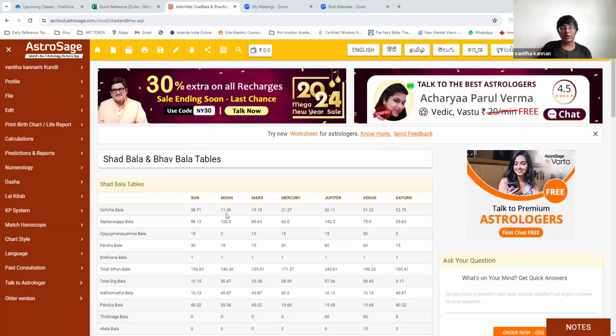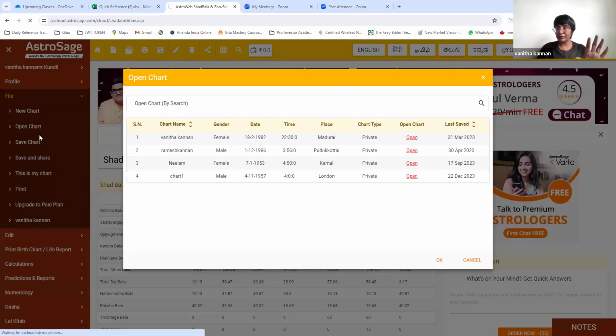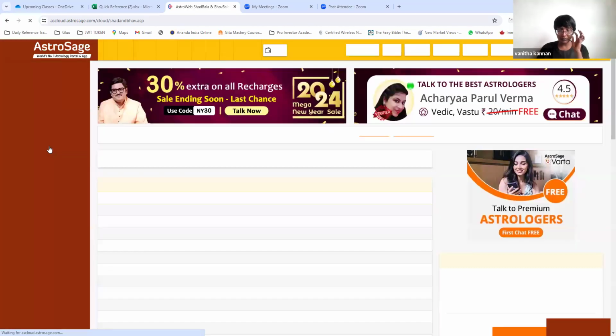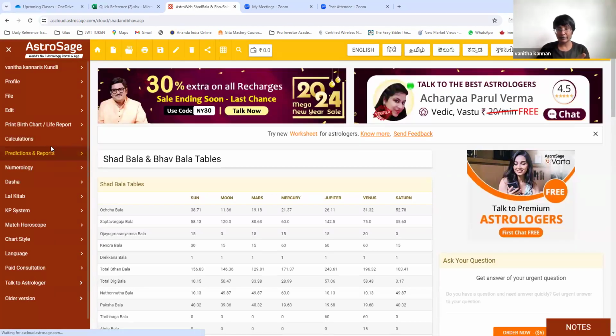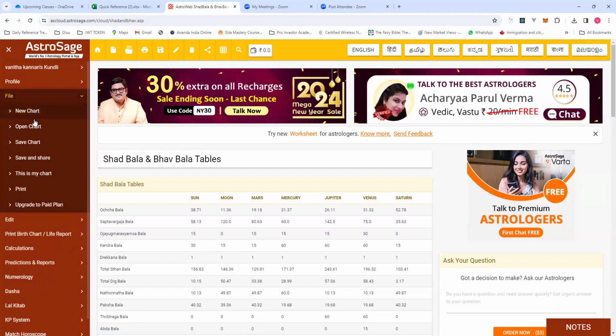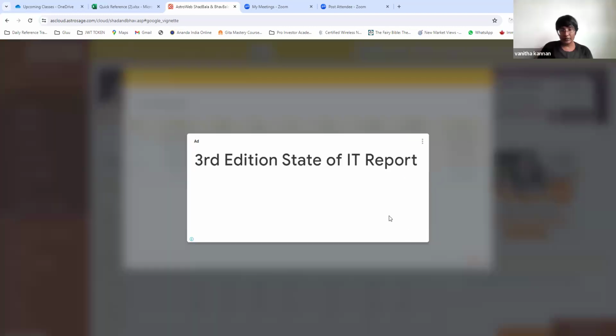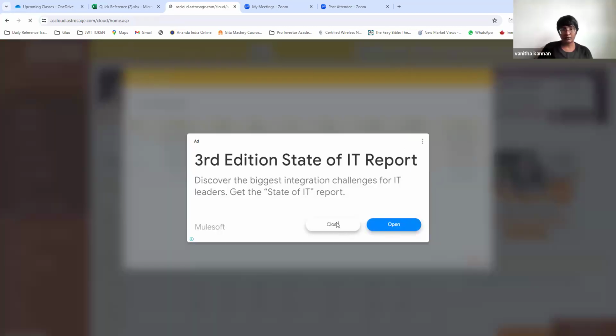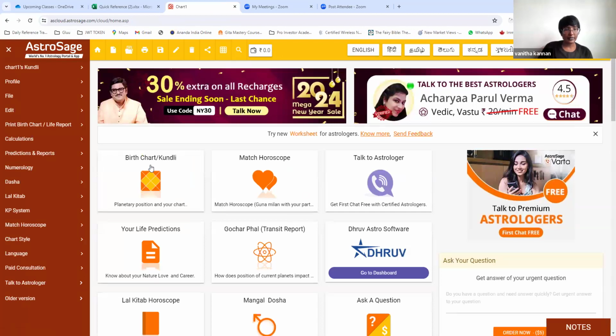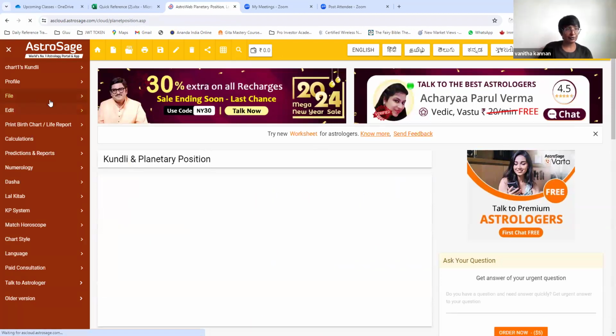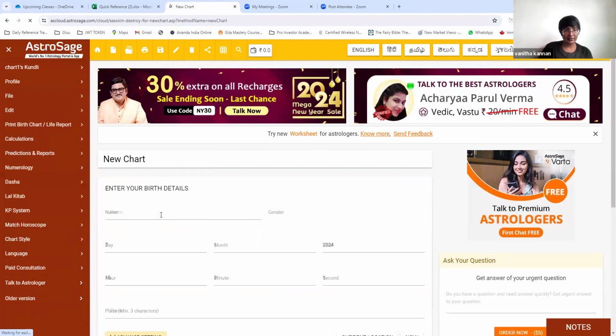When you open any of the charts, can you open one chart from the beginning? You are able to see the Chrome browser, right? I'm opening the Astro stage now. Everyone can see? Yeah, we can see it. Let me take a new one first.